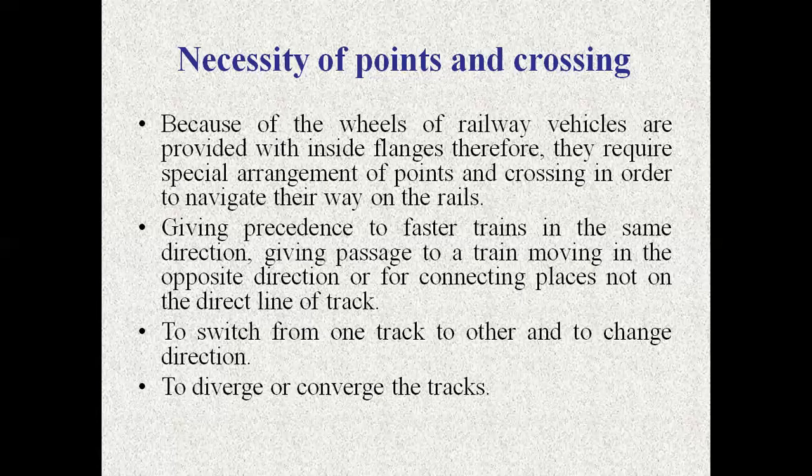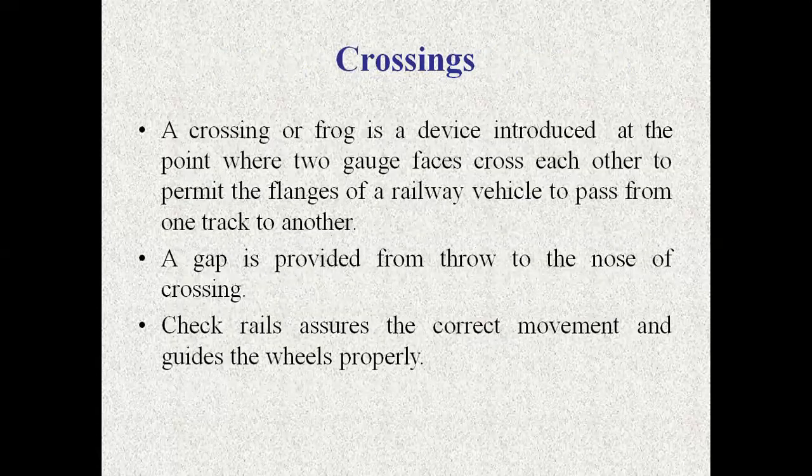To switch from one track to another and to change direction, these points and crossings play a vital role in changing the route of the train from one straight path, one direction, to the other direction, connecting these cities or major places for the locomotive. And also to converge or diverge the tracks, these points and crossings play a vital role.